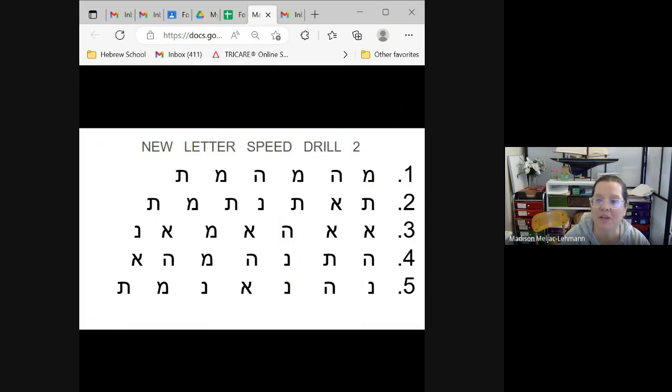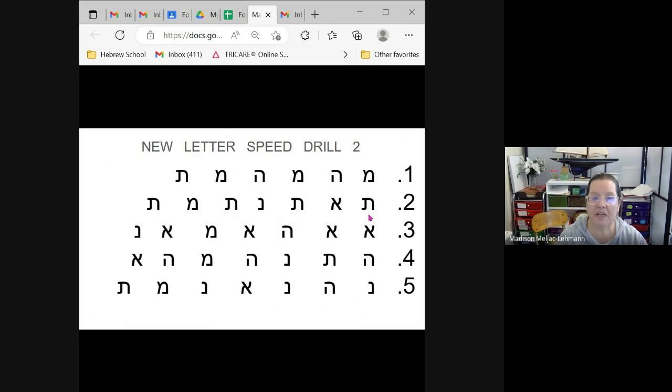The second speed drill is mixing the letters up, not only for the letters we've just learned in the week, but eventually we will have speed drill 1, which is the letters straight, speed drill 2, which is the letters we've learned this session, and then speed drill 3, which is a combination of all the letters we have learned to date. So we keep building on what we've learned every week. So for instance, speed drill 1, we again start from the right. And so our first line is Mem, Hey, Mem, Hey, Mem, Tav.